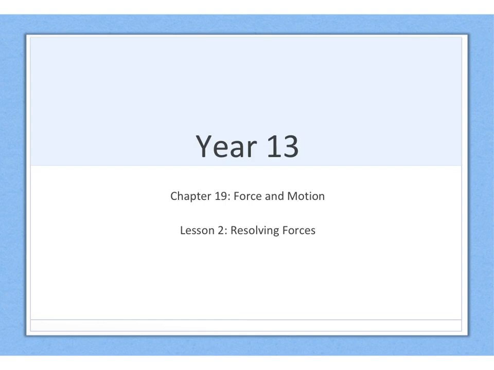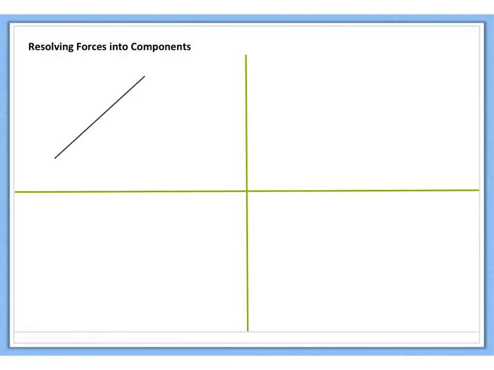We're now going to look at forces which act in different directions, and we're going to look at a technique called resolving forces into components. This relates directly back to the work on vectors that you have been doing. So let's start with an example.